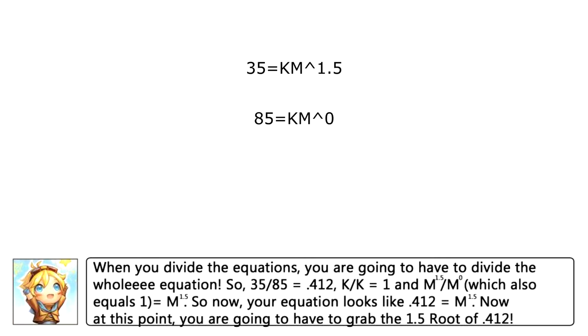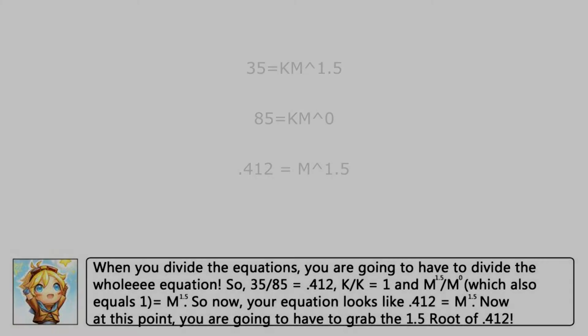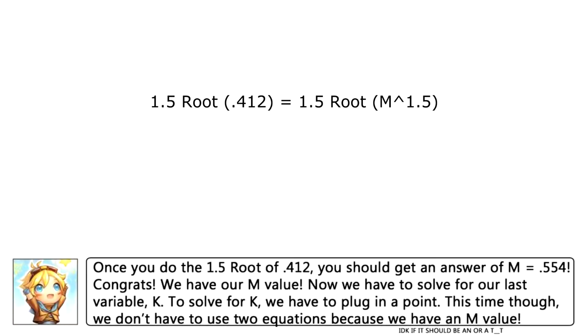So, 35 divided by 85, which equals 0.412, k divided by k, which equals 1, m to the 1.5 power divided by m to the 0 power equals m to the 1.5 power. So now, your equation should look like 0.412 equals m to the 1.5 power. Now at this point, you're going to have to grab the 1.5 root of 0.412. Once you do the 1.5 root of 0.412, you should get an answer of m equals 0.554. Congrats! We have our m value.